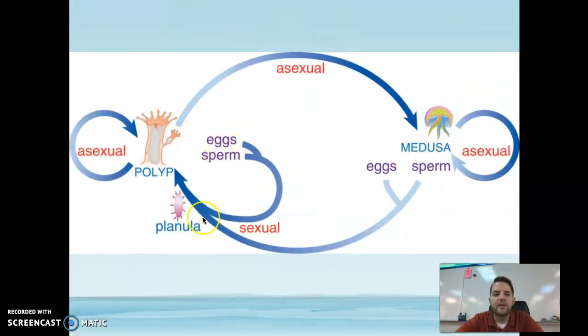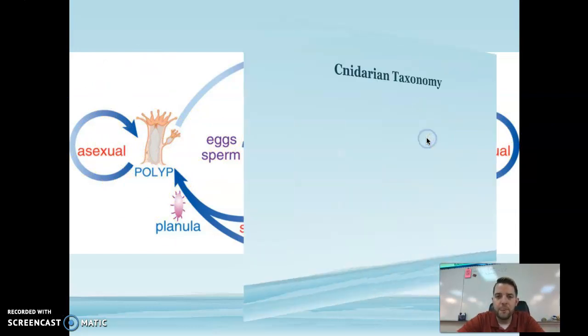So again, here we have these options. You can go through the entire process, or within the polyps alone, you can undergo asexual or sexual, or within the medusa, you can undergo asexual or sexual. So cnidarians really can reproduce in a lot of different ways. They can alternate through generations, going polyp, medusa. They can be a polyp their whole life and be asexual or sexual. They can be a medusa for almost all of their life and undergo asexual or sexual.